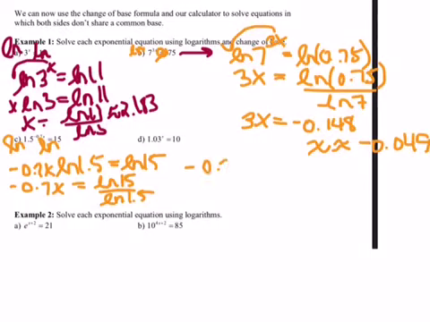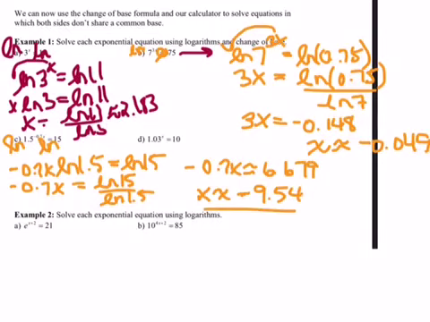So I've got negative 0.7x is about 6.679, and then I can divide both sides by negative 0.7. Whoops, I accidentally divided by the wrong thing. 6.679 divided by negative 0.7. There we go. It is about negative 9.54-ish. Okay. All right, so let's get a little bit more complicated.